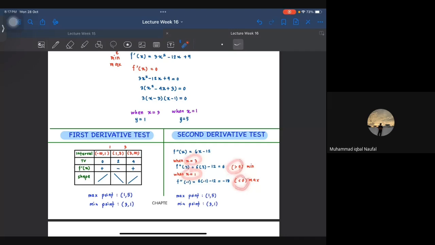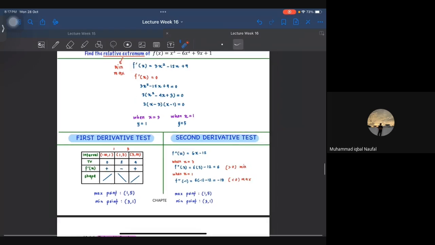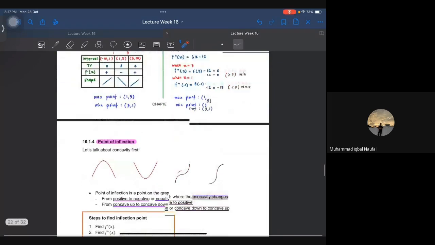Okay, itu sahaja. Kenapa ada yang angkat tangan? Ada soalan ke? Oh, tak ada. Okay, alright, so jom kita nak teruskan lagi kepada point of inflection.